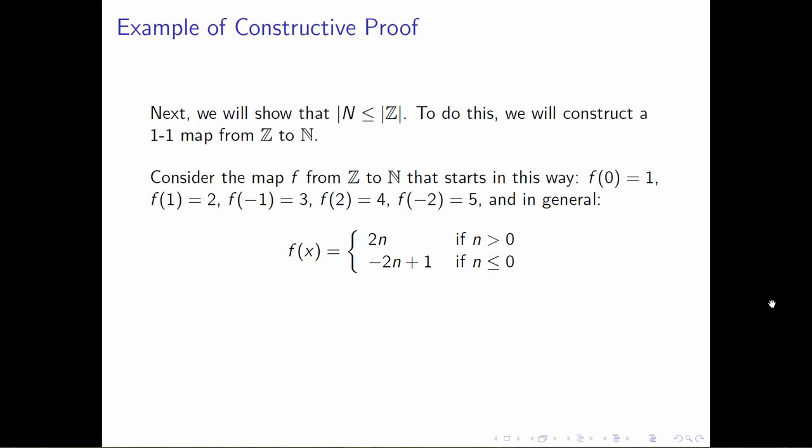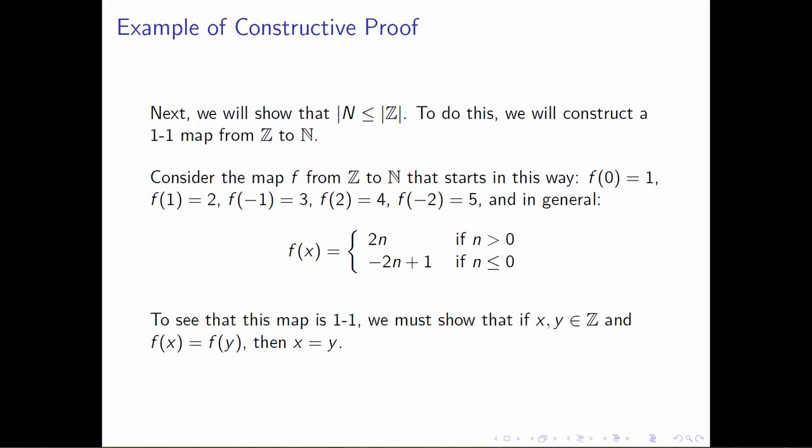And what we need to do to finish this part of the proof is show that the map is one-to-one. So here what we've stated is, we've reminded our reader at this point of what the definition of one-to-one is. We said to see that this map is one-to-one, we have to show that if I start with 2 integers, x and y, and they have the same output via this function, f of x is equal to f of y, then we need to show that x is equal to y.